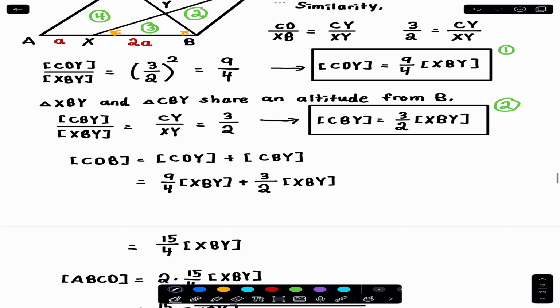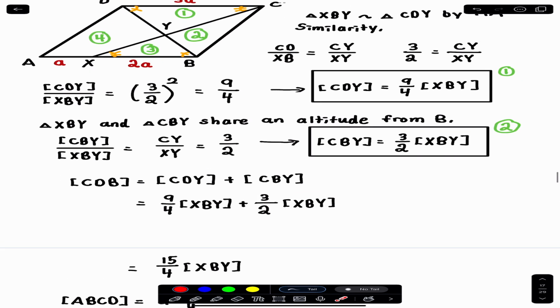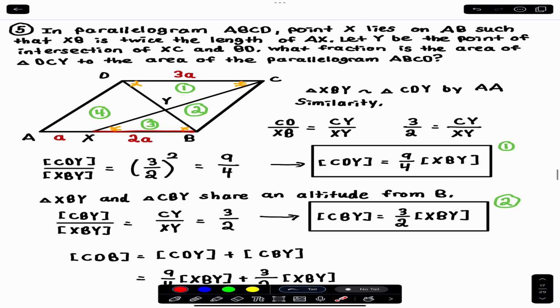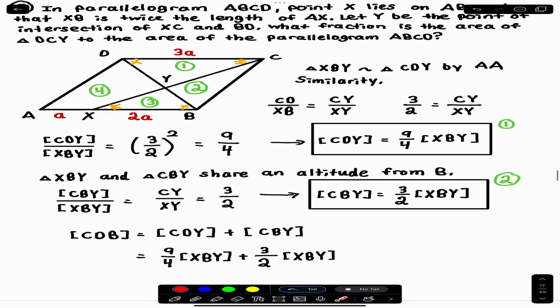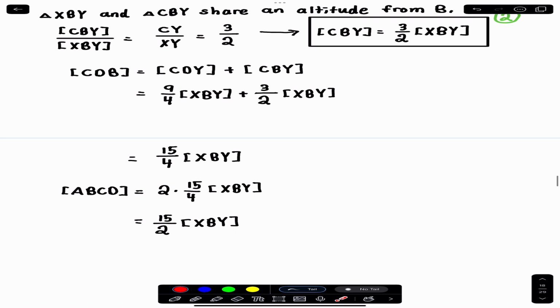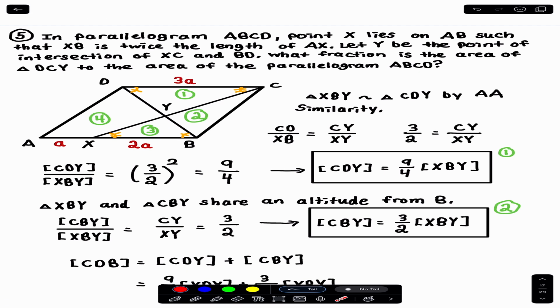Now, you may be wondering, why are we doing all of this? Like, we don't even know what the area of triangle XBY is. So like, what are we doing, right? Well, let's see. And this is something I want you to remember. Always keep in the back of your mind. If we go back to our question, because this is where the magic is going to come together, you'll be amazed. I think your mind's going to be blown.